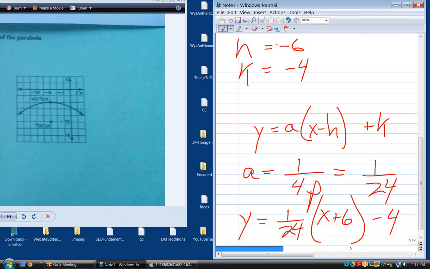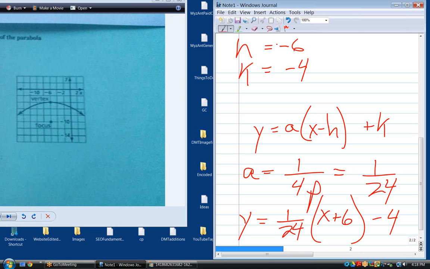Wait, so is H and K like... H and K are the vertex, the coordinates of the vertex. Okay, so is H always the x value? Yes. H always goes with X, K always goes with Y, whether you're talking parabolas, circles, ellipses, or hyperbolas. Alright.